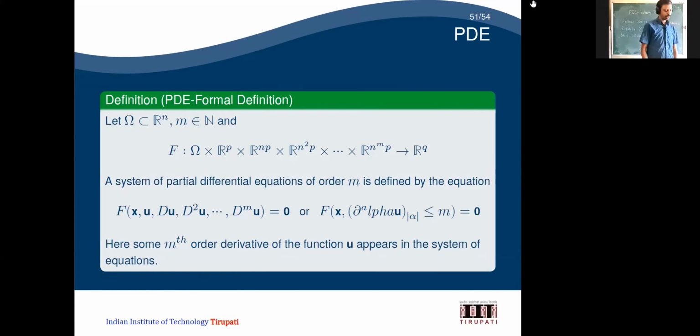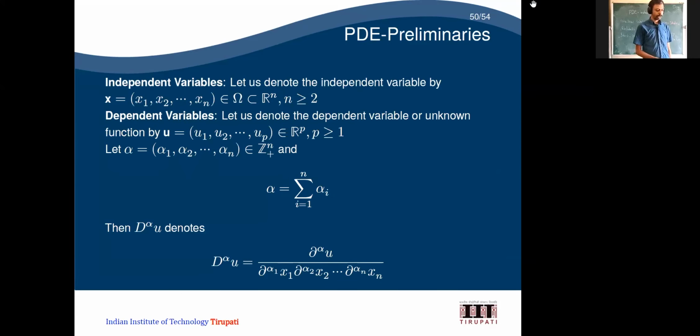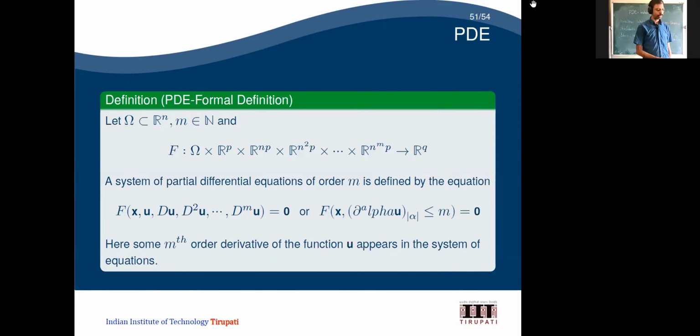So what does it mean? I require the function for the system of partial differential equations. I am defining f of capital X, where x belongs to omega. Now what is u? Earlier I defined u is in R power p, so u belongs to R power p. Now what about the second one, Du? How many such derivatives can you define? N, because you have n independent variables. So I will have dx1, dx2, etc., dxn. Therefore it belongs to R power np.